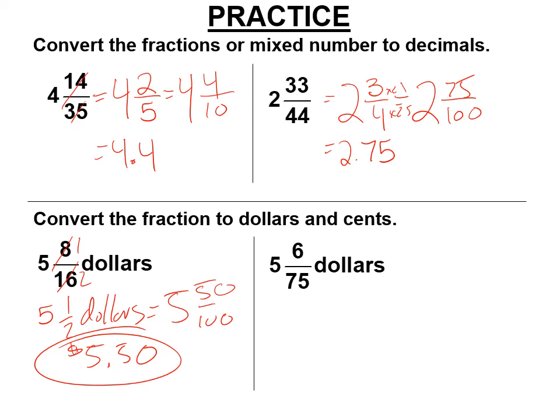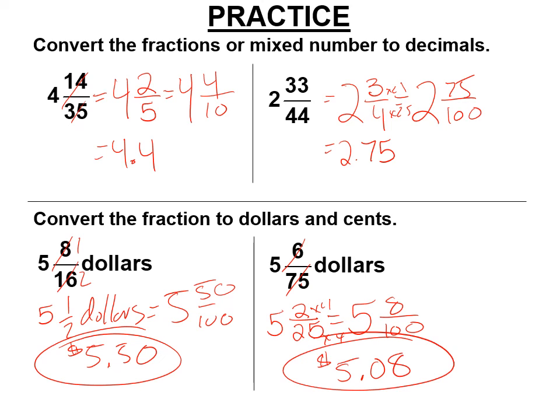5 and 6/75 dollars. That's interesting. Those are both divisible by 3, so we get 6 divided by 3 is 2. 75 divided by 3 is 25. 5 and 2/25. Interesting. So we're going to make this over 100, and then times 4, times 4. 5 and 8 hundredths. How much money is that? That's $5.08. That's how you write 8 hundredths.